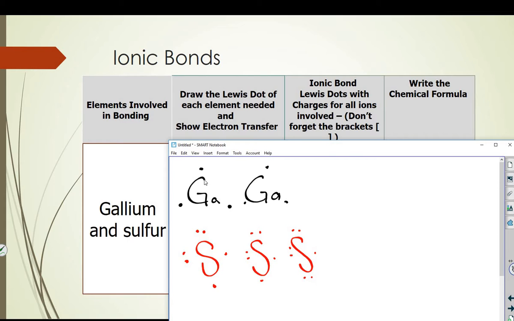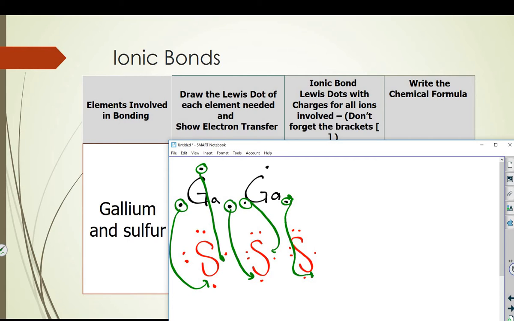And then I've got to show where they're going. So here goes 1 electron right here. Here goes another electron right here. Here goes another electron right here. And here. And here. Whoops, it's supposed to be right there. Ignore that other dot there.